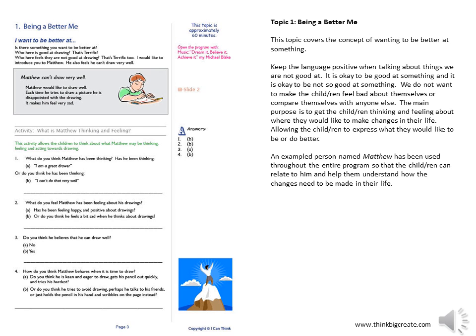For a 5 to 8-year-old, it can be just simply wanting to be better at drawing, or they might want to be better at some sort of sporting activity. As they get older, they have more defined goals, but at this age, it's fairly basic. So keep the language positive when talking about things that are not good. It's okay to be good at something, and it's okay not to be good at something. We don't want to be judgmental with these children. We just want to keep everything as positive as we can.